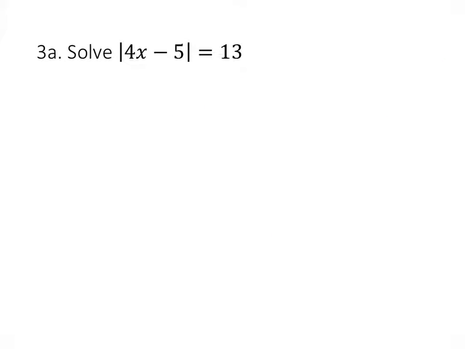All right, now I've got an equation with absolute values. And so what we have to realize is that this number on the inside of my absolute value, 4x minus 5, must either be 13 or it must be negative 13. If it's 13, then the absolute value doesn't do anything, and that's why the absolute value of 4x minus 5 equals 13. But if it's negative 13, then the absolute value gets rid of that negative, and that's what gives us the 13. So that gives us two equations. 4x minus 5 equals 13, or 4x minus 5 equals negative 13.